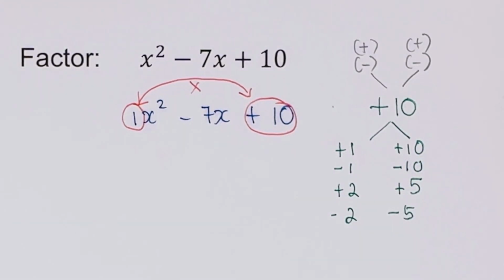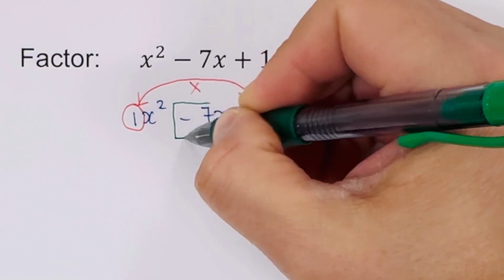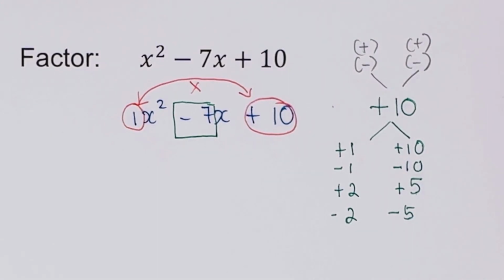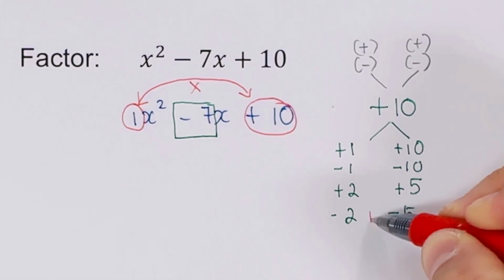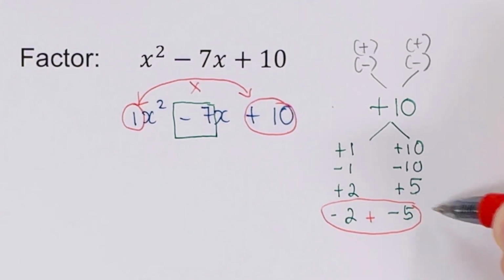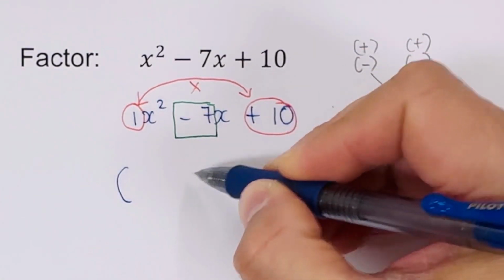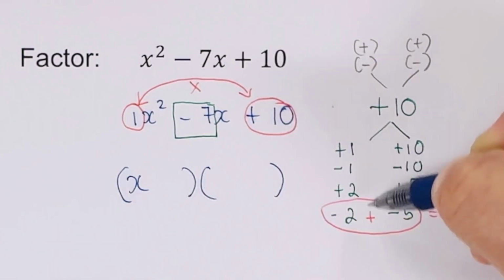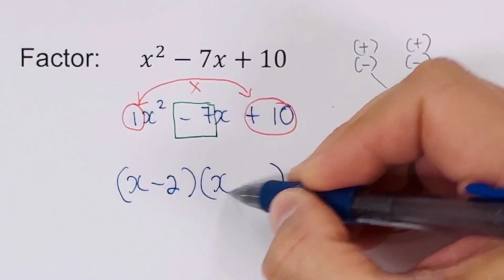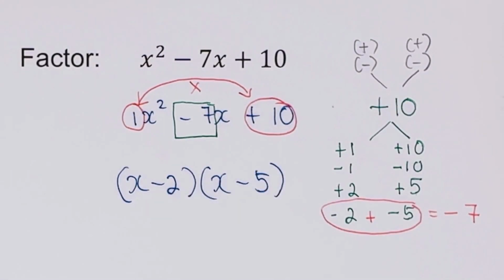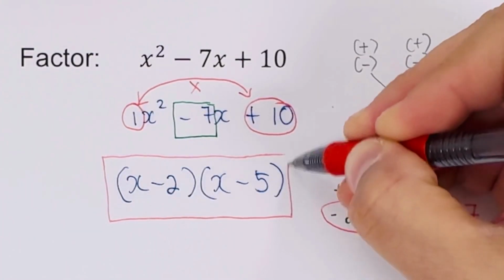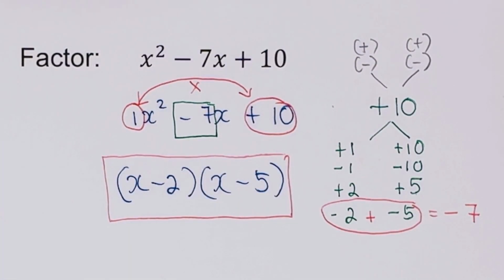So that we are going to figure out which of these pairs that we have here, when added together, it will give us negative 7. And that pair would be this one right here. So if we add this, this will give us negative 7. So that we can go ahead and say that the factors here would be negative 2 and negative 5, and it will be paired up with the x. So that would be x minus 2 and x minus 5. So this is the factored form for this given trinomial that we have up there. So that is how we factor trinomial using the factor tree.